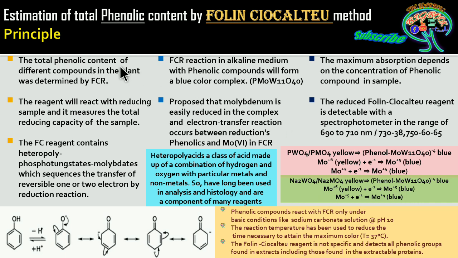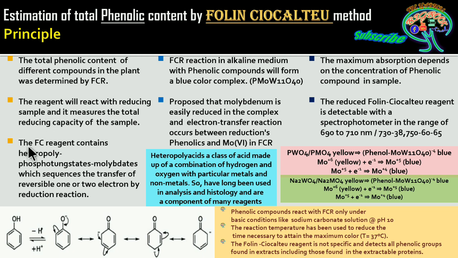The total phenolic content of different compounds in the plant was determined by FCR. The reagent will react with the reducing sample and it measures the total reducing capacity of the sample. So here in this point we are seeing the content. Here we are understanding the reducing capacity of the sample in the presence of the FCR.